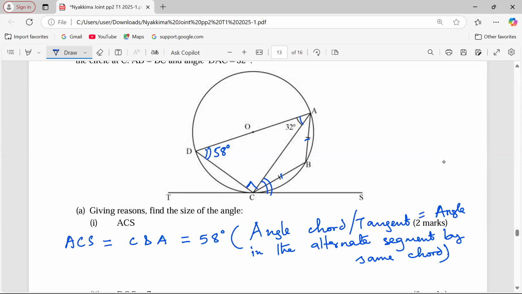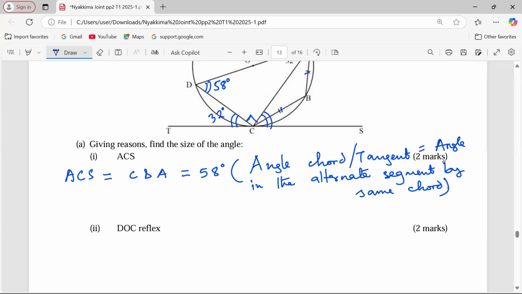And through that, we can also argue very quickly that this one is also 32 degrees because DC is the one producing 32, and therefore DC is supposed to make an angle of 32, an equivalent angle with the tangent that way. Good. Now we proceed to the next.